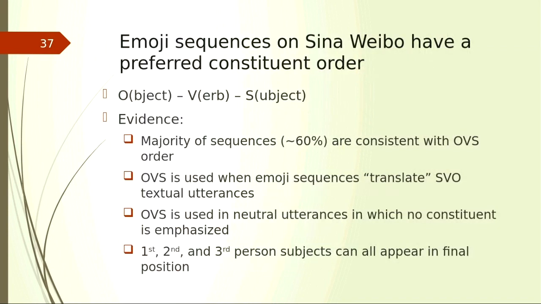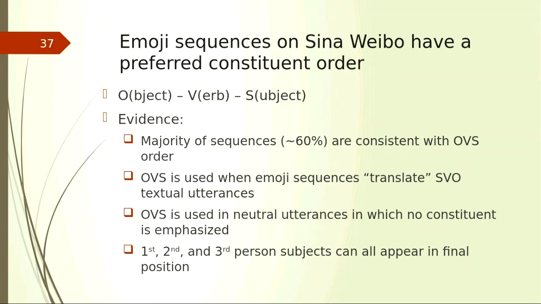But especially, emoji sequences on Sino Weibo have a preferred constituent order, and that order is object, verb, subject. And even though this is a very rare order, less than 1% of the languages of the world, I believe the evidence for it in these data is strong. First, the majority of sentences are consistent with an OVS order, which is about twice as much as any other basic order. Then OVS is used when emoji sequences translate SVO textual utterances, which gives us a really important clue about their being basic.